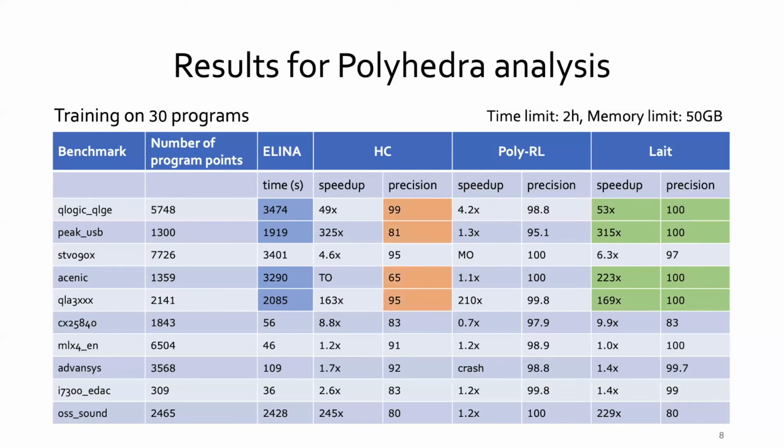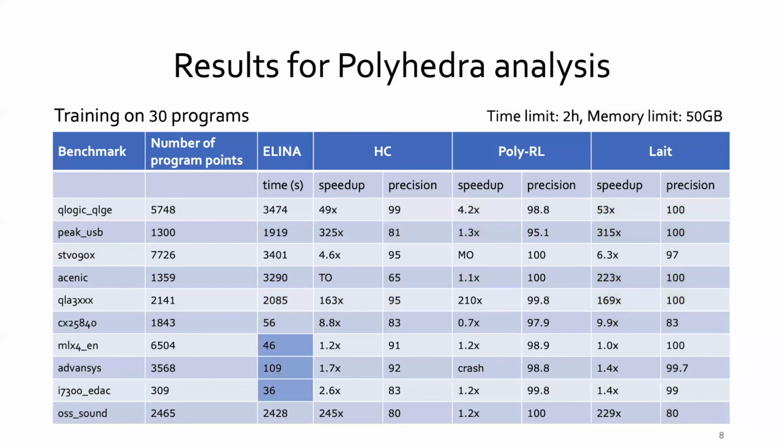On the contrary, HC can achieve good speedup, but it sacrifices precision. Poly-RL can keep the precision, but the speedup is modest compared to Lait. For programs that are less expensive for ELINA to analyze, which usually indicates that they have less redundancy, Lait can keep the precision close to the original level. In general, Lait can balance well the trade-off between precision and speed for numerical analysis.